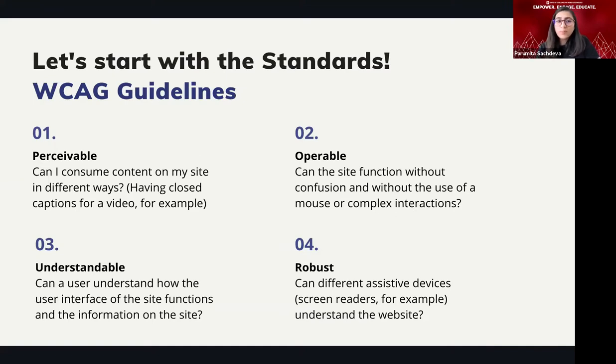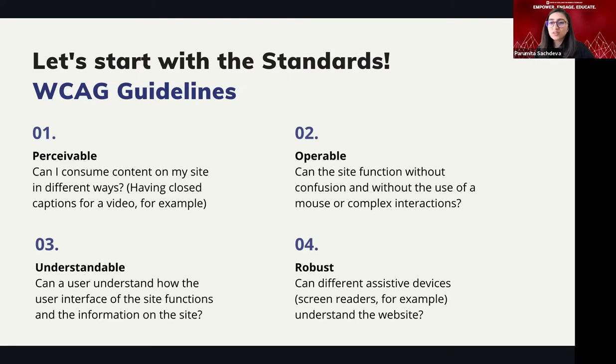WCAG stands for Web Content Accessibility Guidelines. It is a standard, a set of guidelines that is used globally and internationally to make web experiences more accessible to everybody. These guidelines are organized around four main principles. The first one is perceivable. This means that the user should be able to consume the content in various different ways, like, as Fatima asked before, being able to have closed captions for a video for any situational or permanent disability. The second one is operable.